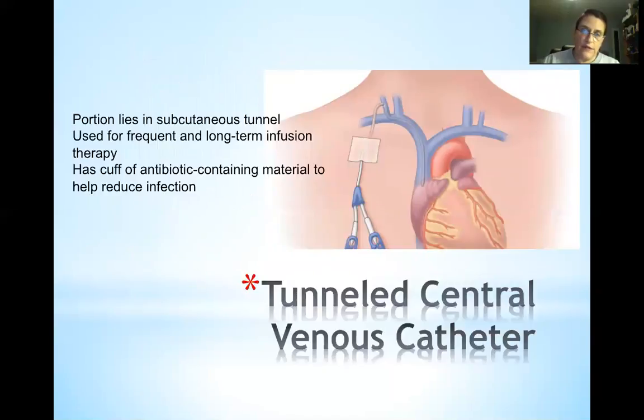We have tunneled central venous catheter lines, and this is a newer version of just a plain old non-tunneled. We like these better because it gets the point of insertion further away from where the tip actually goes into the subclavian or the superior vena cava. The patient is taken to surgery, and this is done with sterile technique. You can see in this picture where the piece of tape is indicated on the chest is where the catheter actually goes into the chest wall, and it's tunneled underneath the skin and then enters several inches above. So these are used for frequent and long-term infusion therapies, and they also have a cuff of antibiotic-containing material to help reduce infections. They usually have multiple ports.